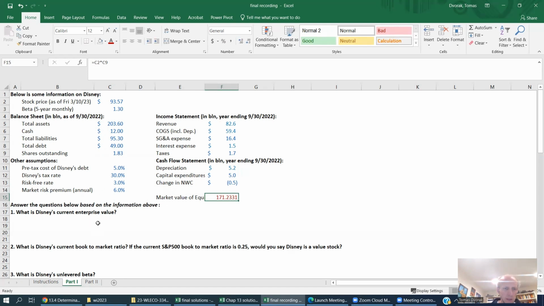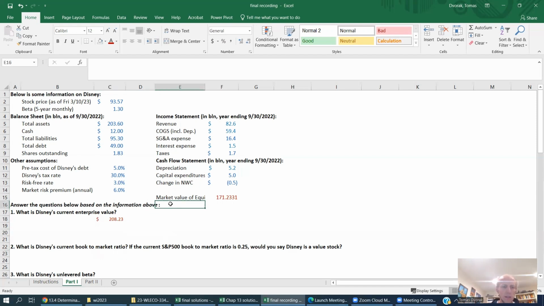We can just calculate that on the fly here. So Disney enterprise value is the market value of equity plus the market value of debt, which we just take as the book value of debt minus cash, so that we have a net debt. The enterprise value is 208 billion.